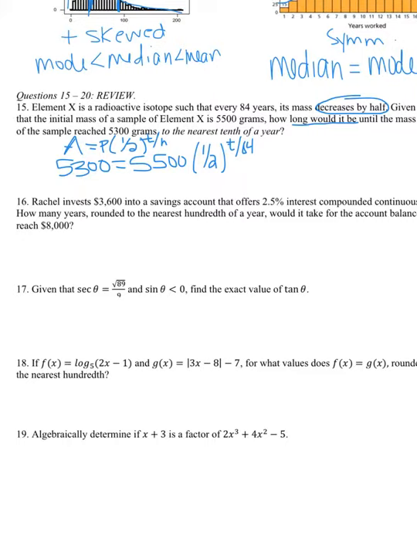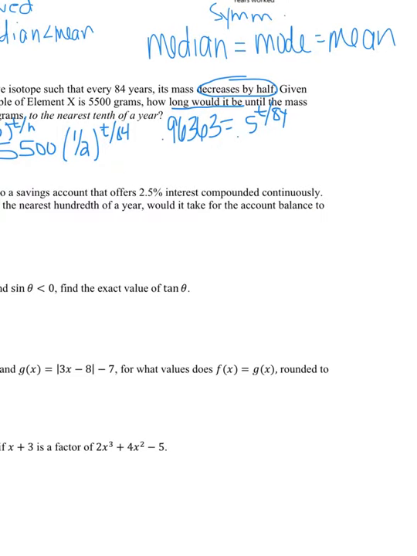So first, you would divide both sides by 5,500, and you get 0.96363. You keep that number in your calculator. It equals 0.5 raised to the t over 84. Then you take the log of both sides. So this is the log of 0.96363 equals t over 84, log of 0.5.